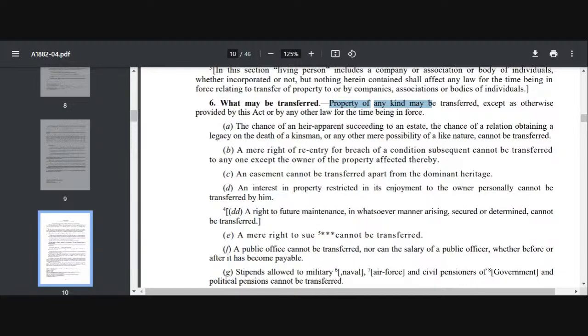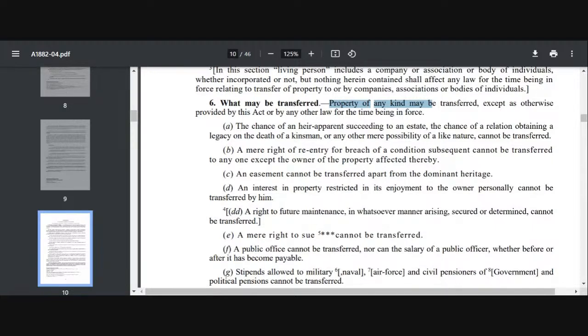Clause B says about mere right of re-entry. So mere right of re-entry also cannot be transferred, right? Mere right of re-entry, so I have a right to re-enter and I will transfer it to you कि ठीक है आप जाके enter कर लो. Re-entry की right मेरी है और मैंने आपको transfer कर दिया कि ठीक है आप भी कर सकते हो.